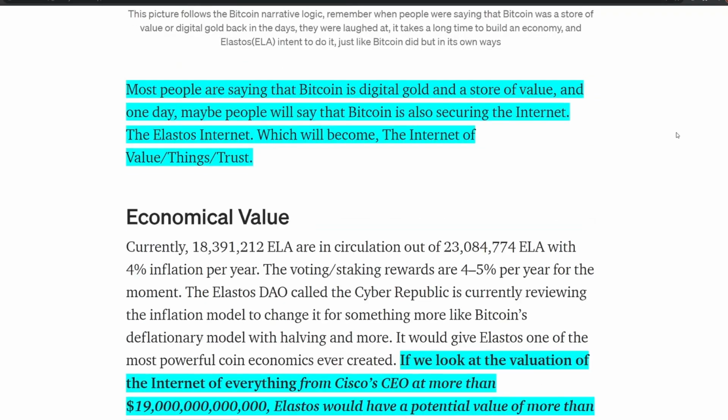So, all right, moving on. Most people are saying that Bitcoin is digital gold and a store of value. And one day, maybe people will say that Bitcoin is also securing the new internet, the Elastos internet, which will become the internet of value, things, trust. Okay, so kind of like what I said. So I also think that something like this, if not Elastos, something else needs to be successful in order for Bitcoin to survive. I think that in its current form, just as a store of value argument, I don't see that lasting. I think Bitcoin needs to be more.